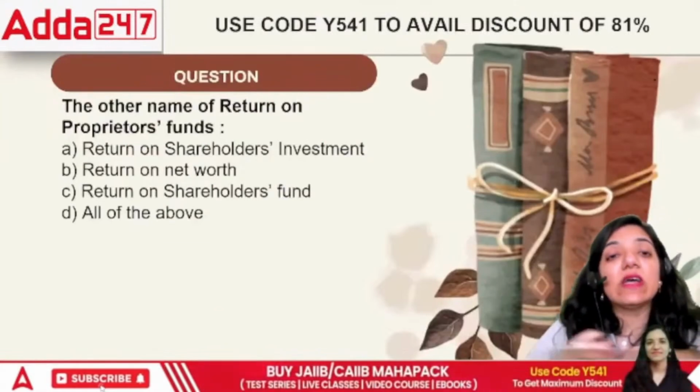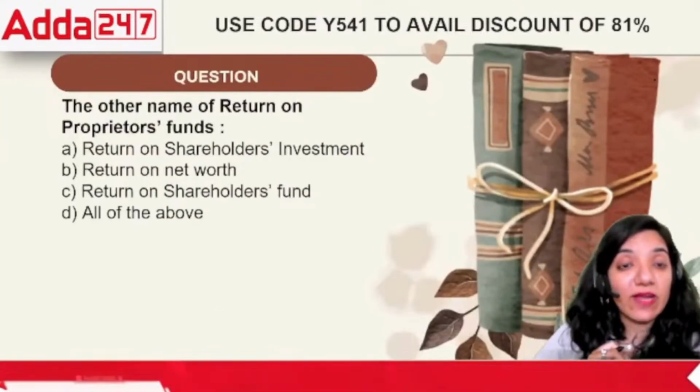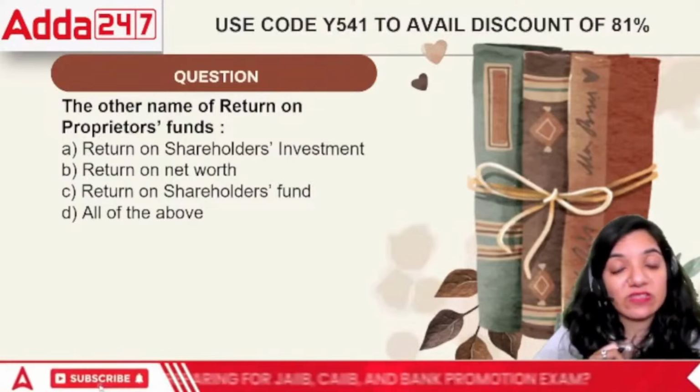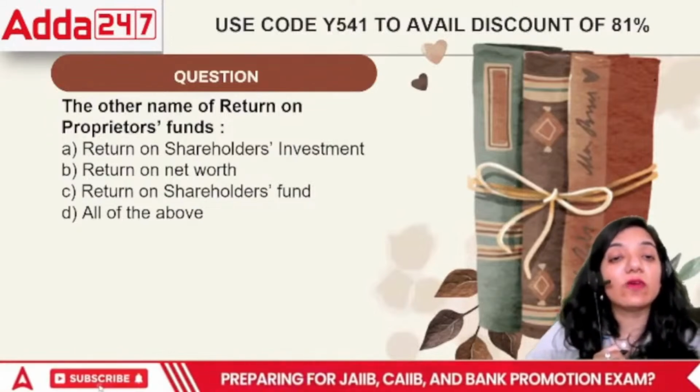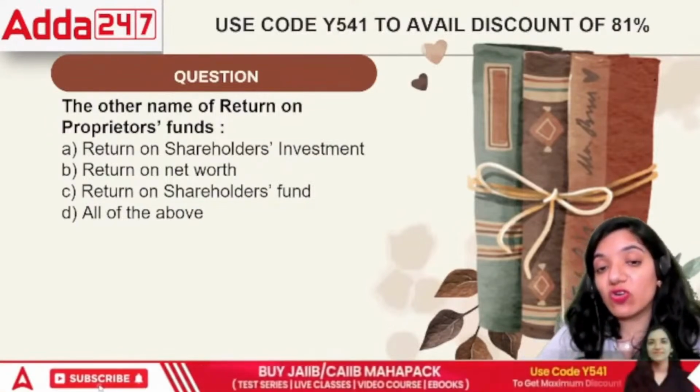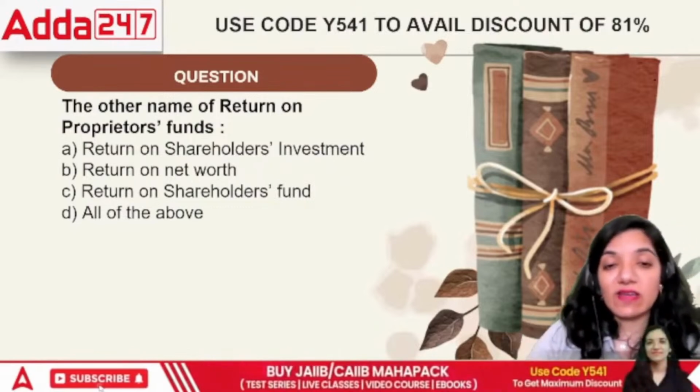Next question. The other name for return on proprietors funds is return on shareholders investment, return on net worth, or return on shareholders funds, or all of the above. What's the correct answer, everyone?